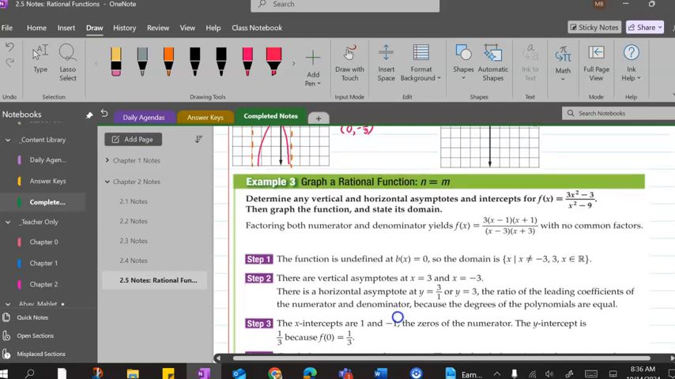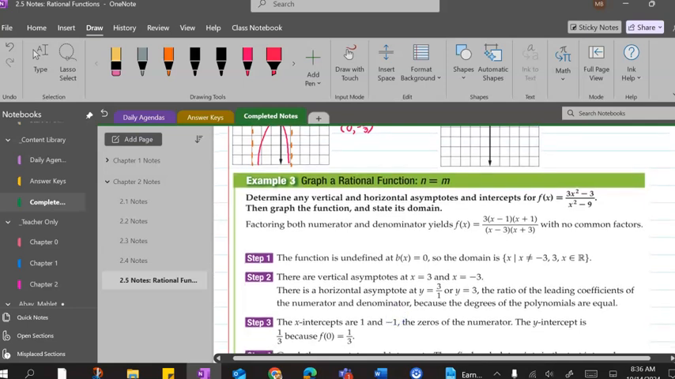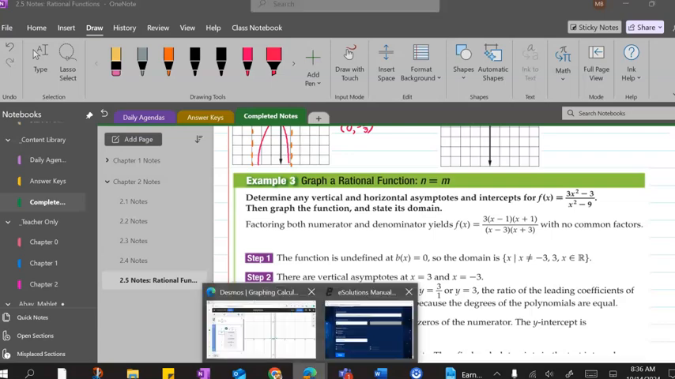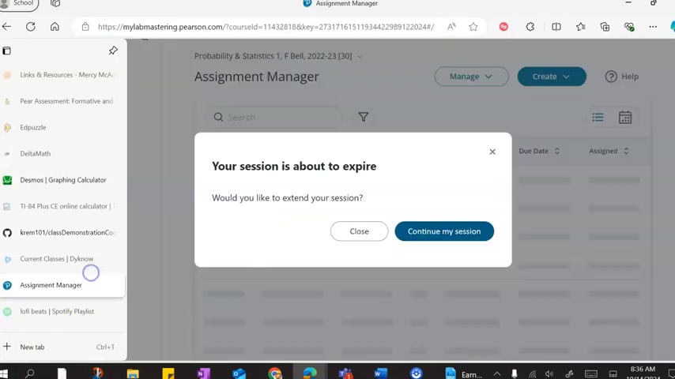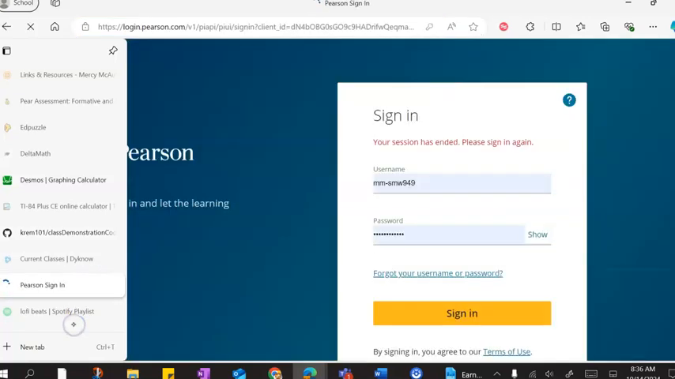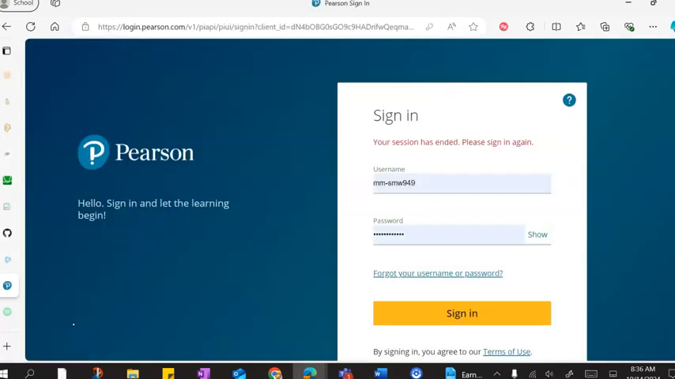Okay, one thing I want to point out though, sometimes these horizontal asymptotes get a little tricky. And let me show you what I mean. I found this really great source because I thought it would be really helpful. Where did it go? One second, I have to find it.